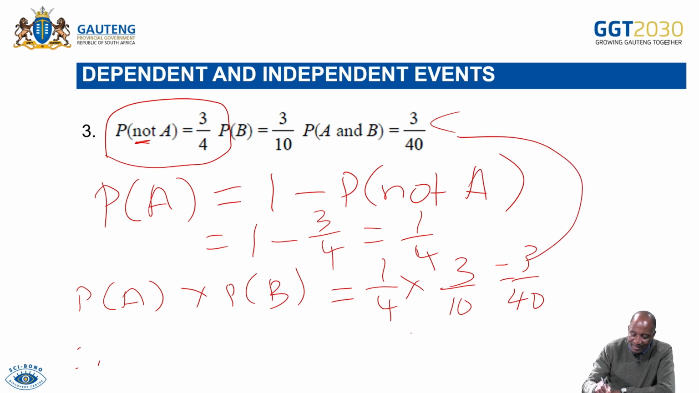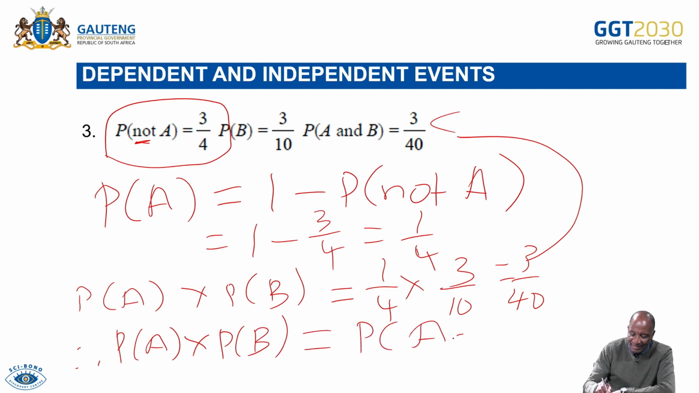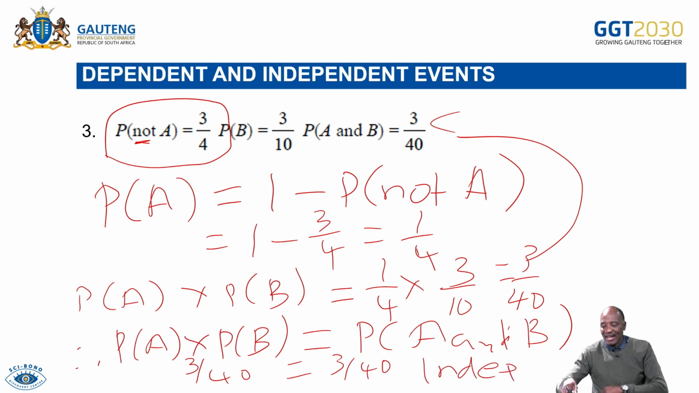Well done. Therefore, these events are independent because the probability of A multiplied by the probability of B is the same as the probability of A and B. Let me not use intersection. Therefore, we can conclude that 3 divided by 40 is the same as 3 divided by 40. Therefore, events A and B are independent in actual fact. Thank you for that observation.